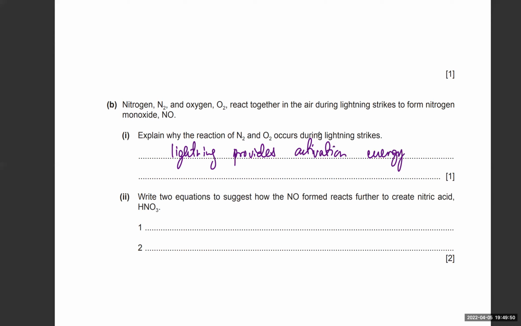It provides the activation energy that is needed to break the triple bond and the oxygen-oxygen double bond. Next: two equations to suggest how NO formed reacts further to create nitric acid.